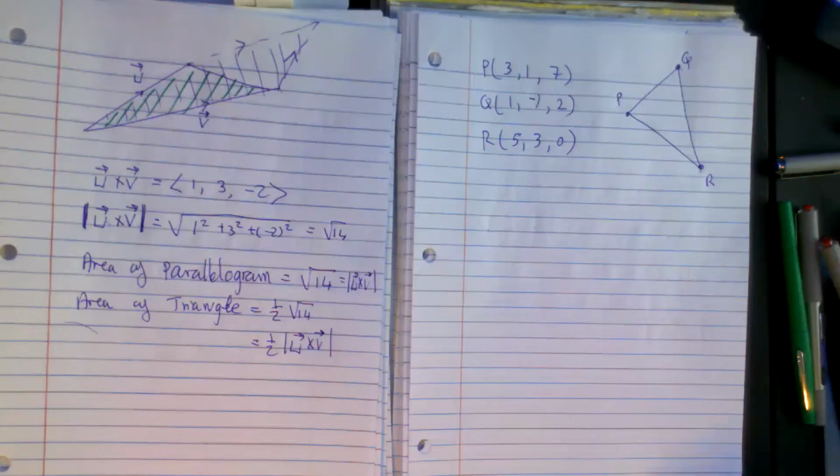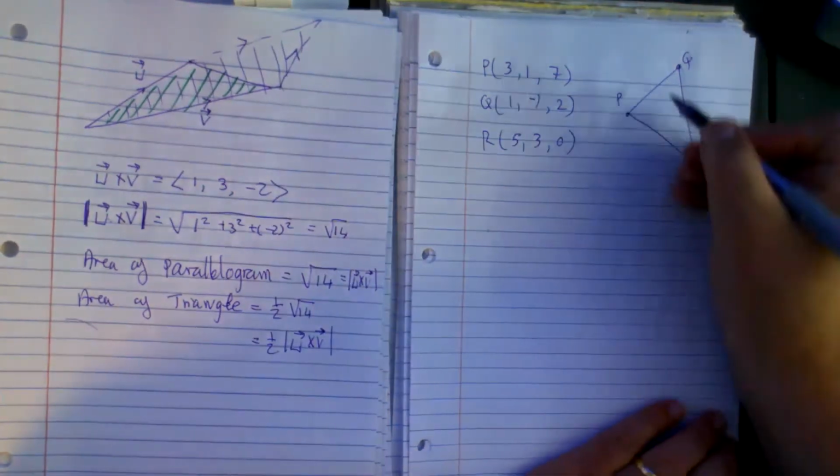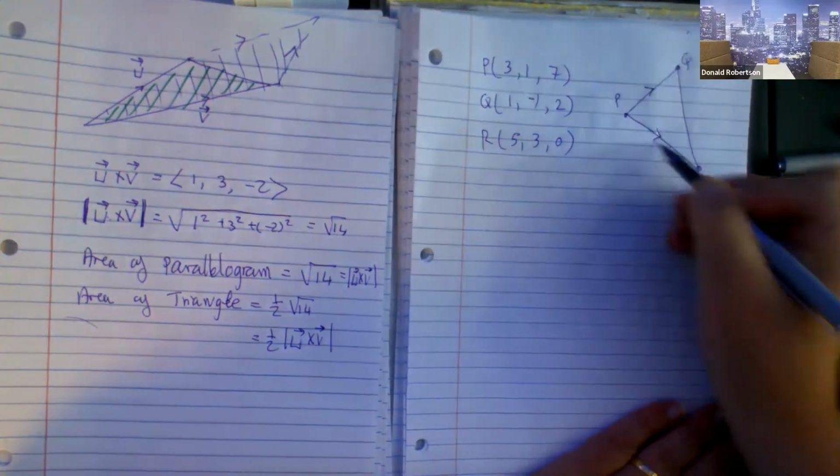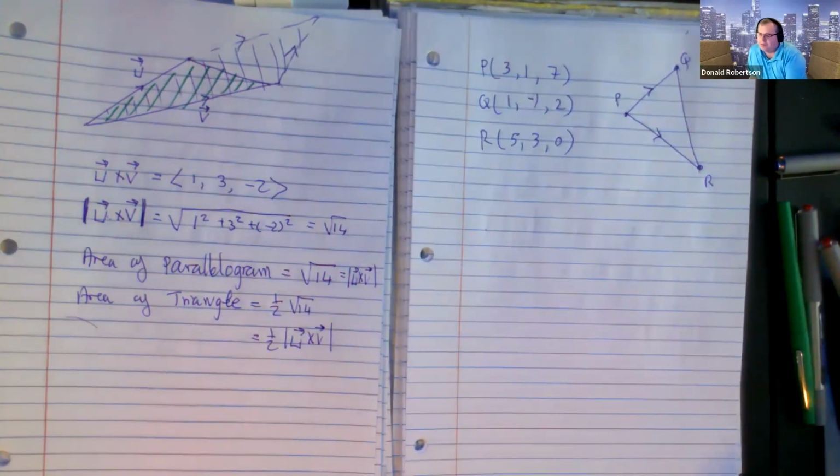My intuition is to find two vectors connected to the same point and then take the cross product of those. Sounds like a good plan. I'm picking P because I like P, but you could pick Q, you could pick R. Good news is that you're going to get the same answer eventually, right?